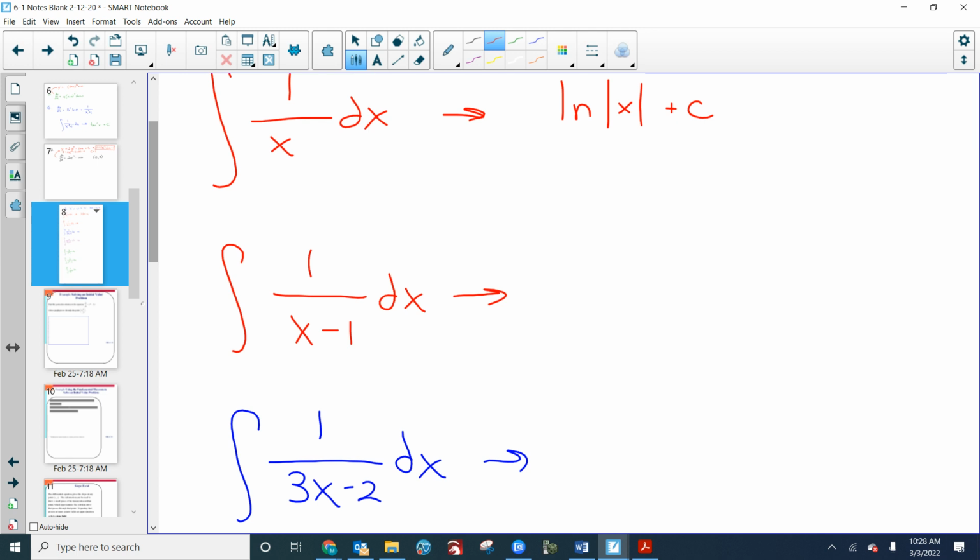Let's say we test it. Ready? 2ln. How can we test it? Take the derivative. FTC part 1. What's the derivative of ln of u? 1 over u times u dx. And du dx of this would be 1. Do we get back to where we started? Yes. 2ln.